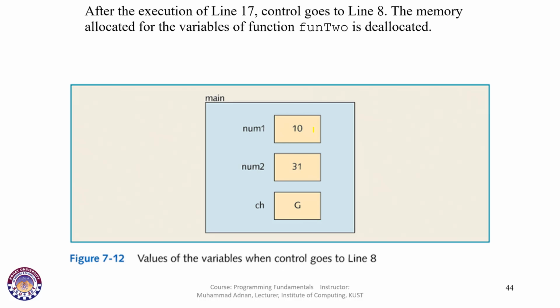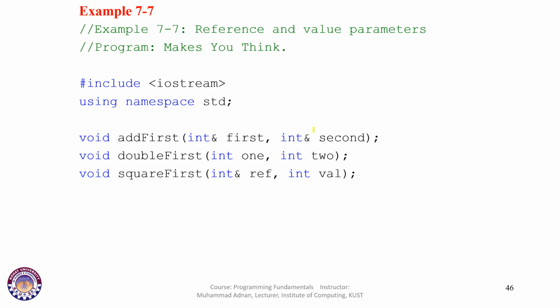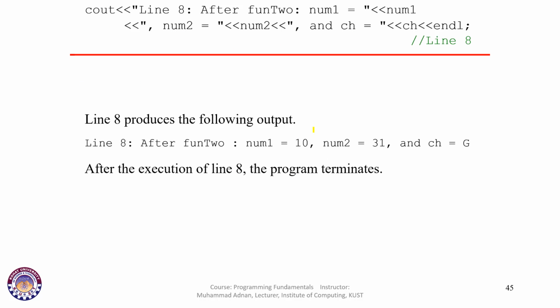And then after you execute function 2, the variables inside function 2 are deallocated, but the variables inside the main function are still retained, and you have the value 10 for num1, 31 for num2, and 'g' for ch, and this is the output. So with that, I'm going to end this lecture.